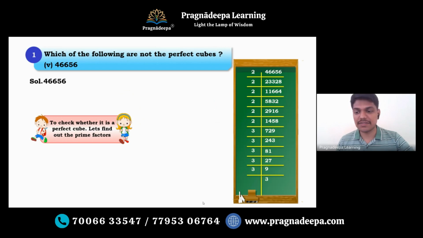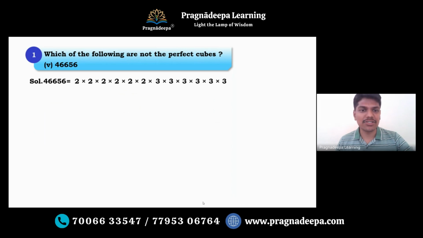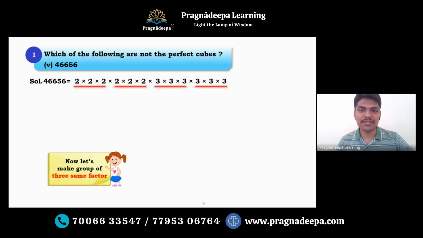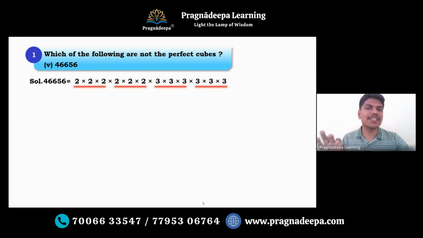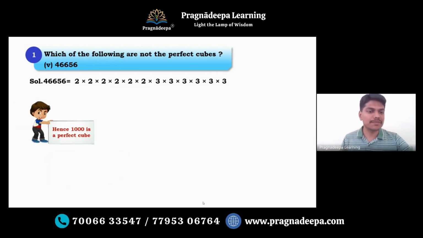3, 3, 3. So how can you group? The first 3 2's, the next 3 2's, the next 3 3's, and the next 3 3's, correct? So can you group each number 3 times? See, 2 is grouped 3 times. The other set of 2 is grouped 3 times. 3 is grouped 3 times. The other 3 is grouped 3 times. So have you grouped the same number 3 times? That means 46,656 is a perfect cube.